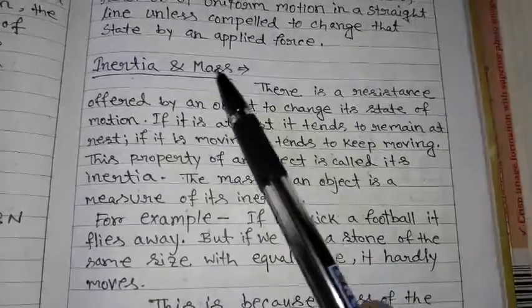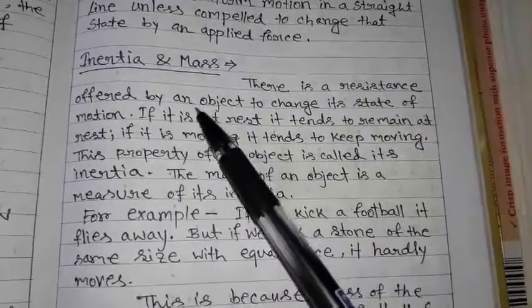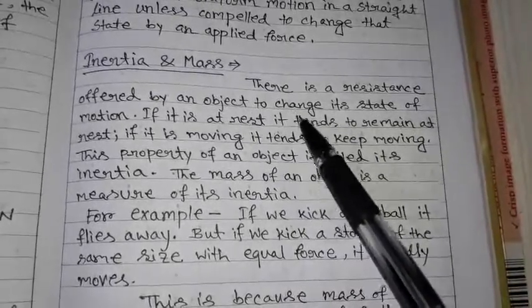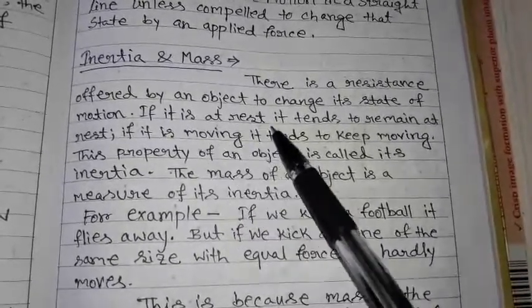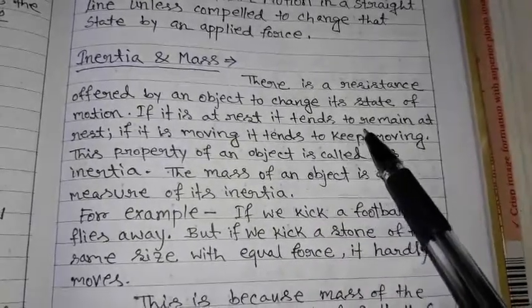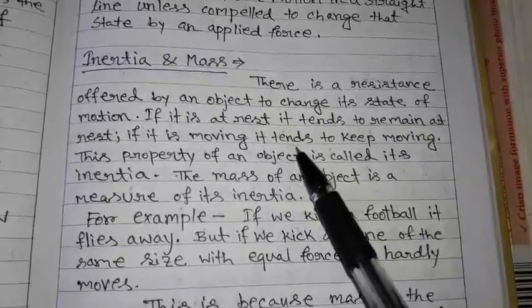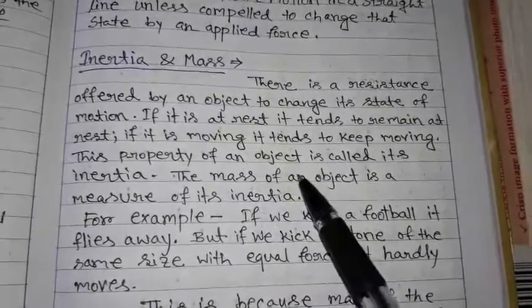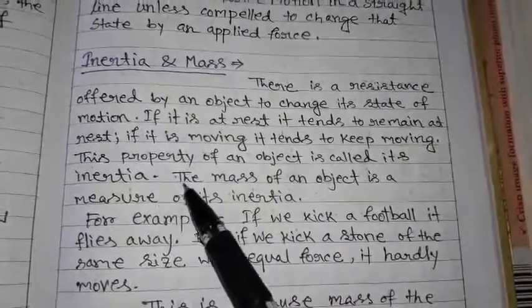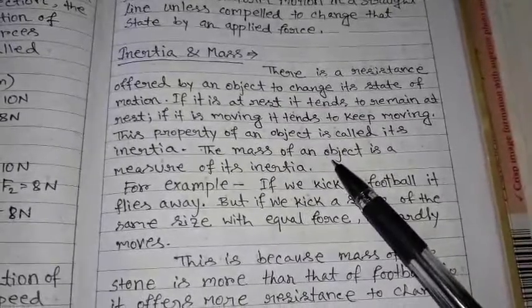Here is the definition of inertia and mass. There is a resistance offered by an object to change its state of motion. If it is at rest, it tends to remain at rest. If it is moving, it tends to keep moving. This property of an object is called its inertia. The mass of an object is a measure of its inertia.